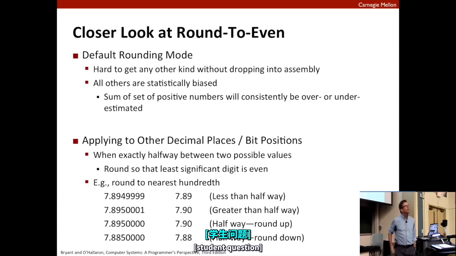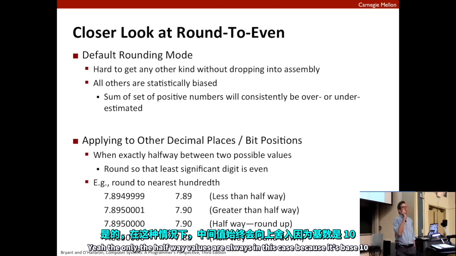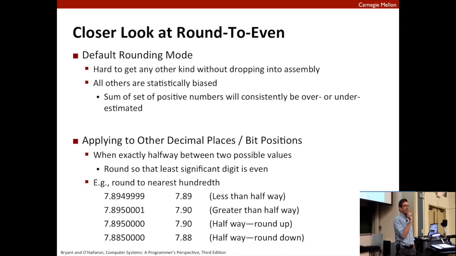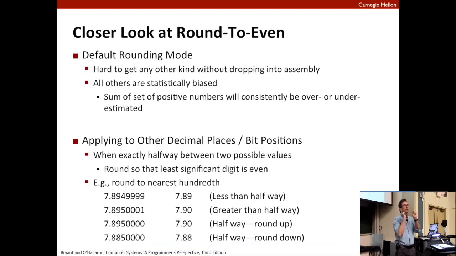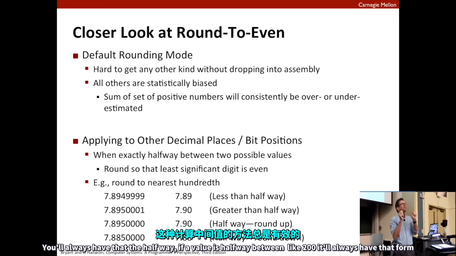Yes, question? Yes, so I want to ask if when we're rounding up or down, we consider the entire value to the right of the place we're rounding? Like if in the last example there was a 1 at the end, it would round up. It would round up. Yeah, the halfway number in base 10 is 5. And so it's always the halfway number, in this case 5, followed by all zeros. If a value is halfway between two hundredths, it'll always have that form.